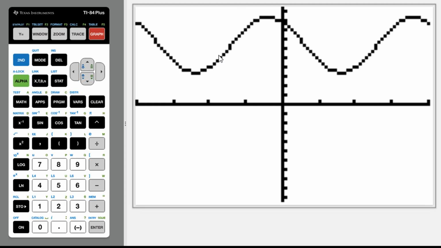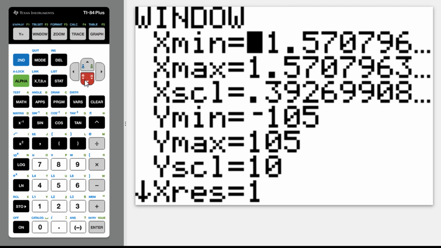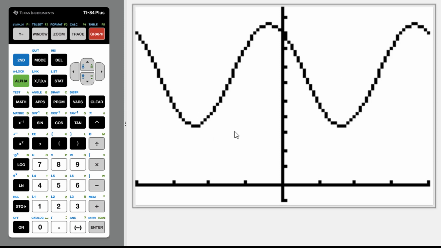If you want to make the graph more clear, you can get rid of this y minimum part. So we go to window, go to y minimum. We will change into negative 10. Then go to graph. You will get a better graph.